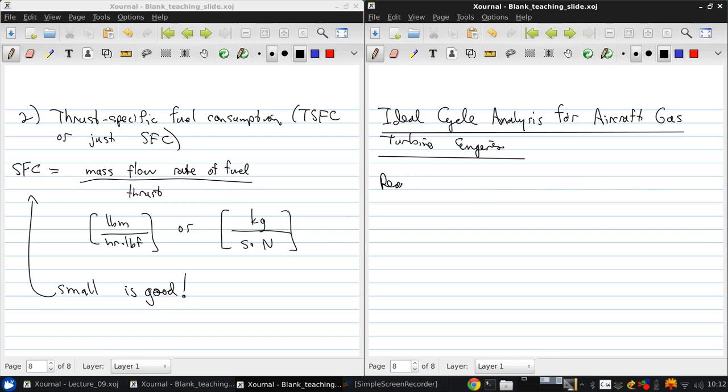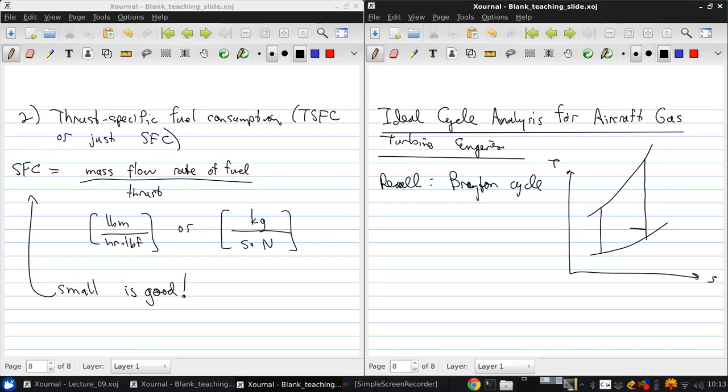The cycle we're going to use, we'll call it the Brayton cycle. So here's our TS diagram. Here's a low constant pressure line and a high constant pressure line, and our ideal cycle looks something like this, with some heat transfer Q in.